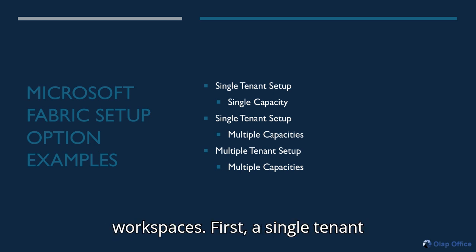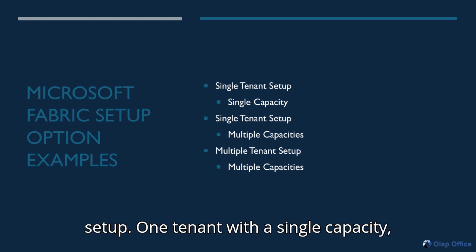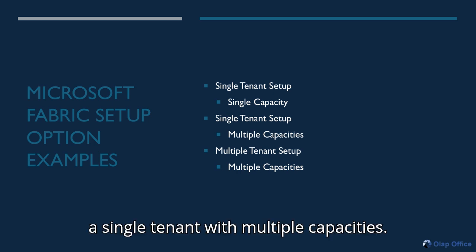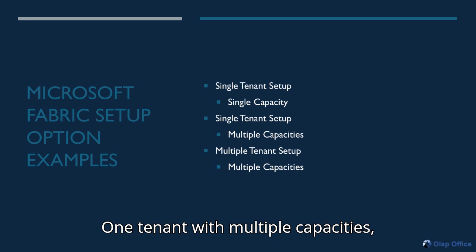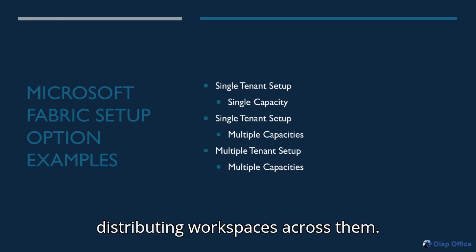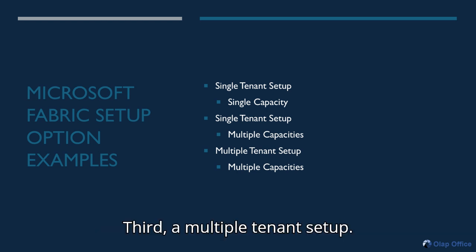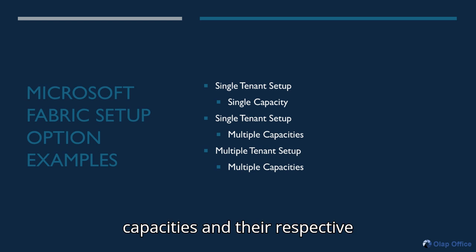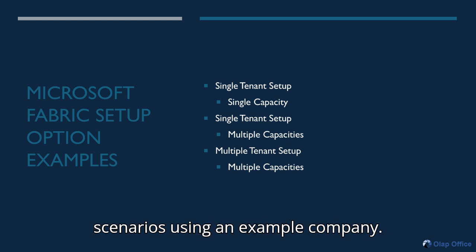First, a single tenant setup. One tenant with a single capacity, encompassing all workspaces. Second, a single tenant with multiple capacities. One tenant with multiple capacities, distributing workspaces across them. Third, a multiple tenant setup. Multiple tenants, each with multiple capacities and their respective workspaces. Let's delve into these scenarios using an example company.